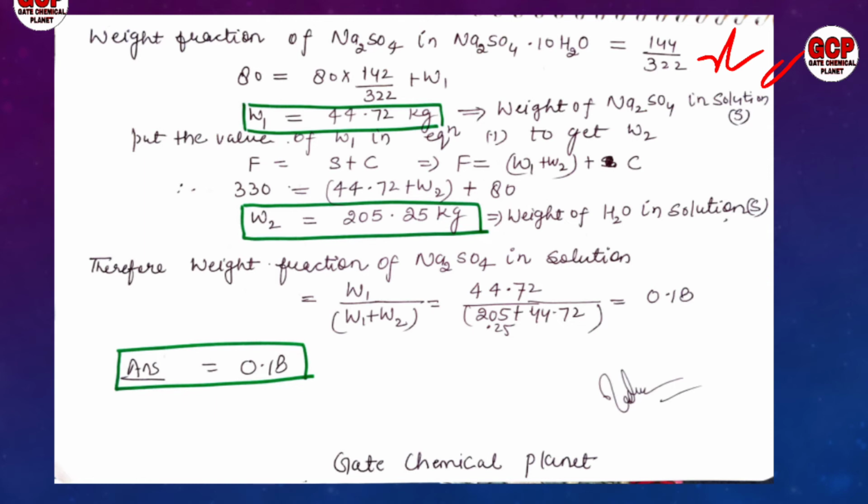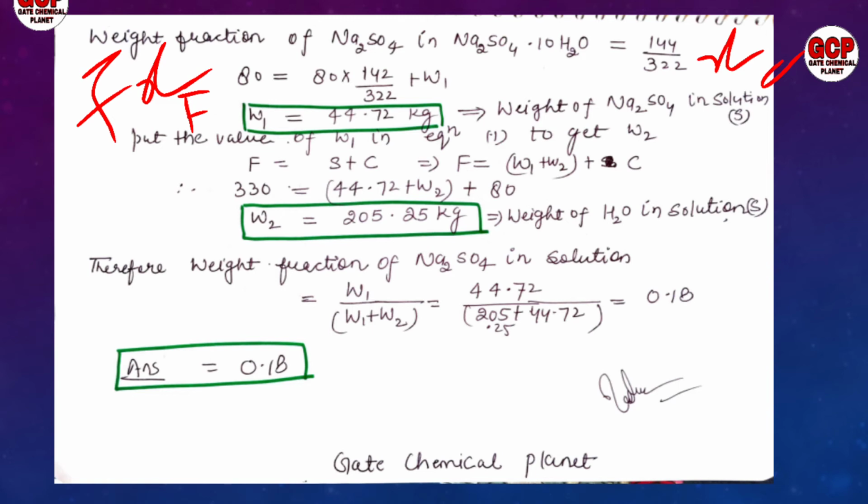When we write down the component balance for the salt, we already have the value of F into Xf, which is equal to 80. So here I am writing 80, which is equal to F into Xf. It is equal to C into Xc, and C into Xc is 80 into 142 divided by 322, plus the amount of salt present in the solution, which is W1.